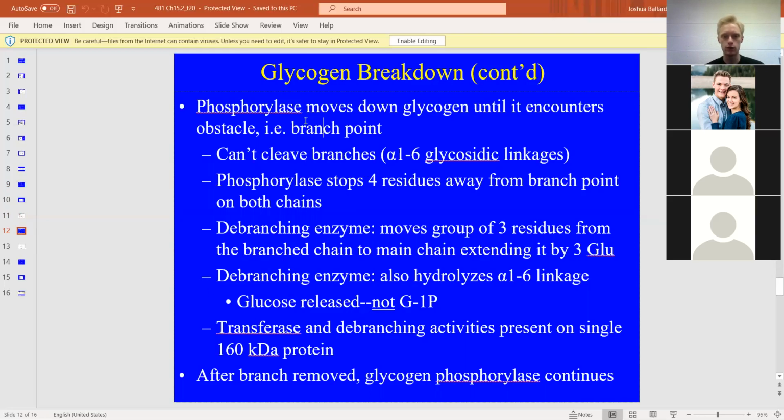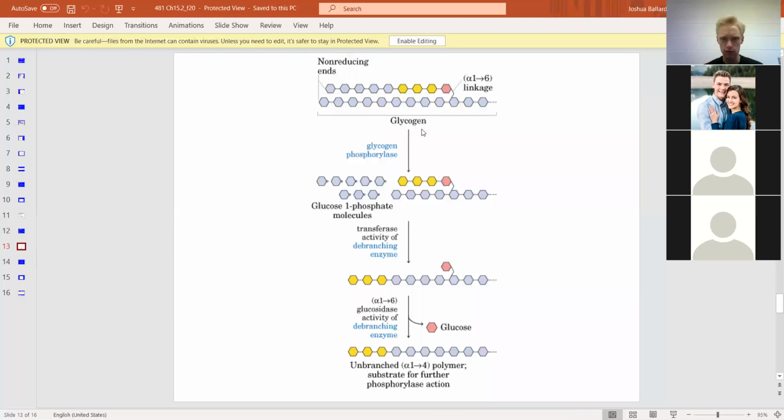However, on glycogen breakdown, we have our phosphorylase. It moves down the chain pretty easily on the alpha-1,4 bonds, but when it encounters a branch, it's not able to cleave branches. So what it does is it stops 4 residues away from the branch point, and then there's a debranching enzyme, which moves a group of 3 residues from the branch chain to the main chain. I believe this picture shows what's going on here.